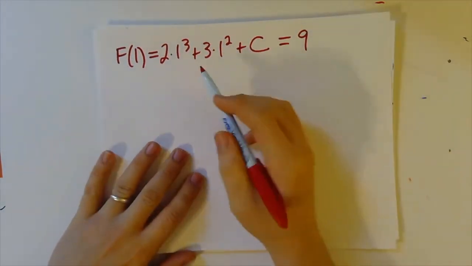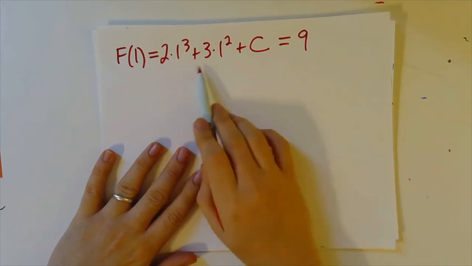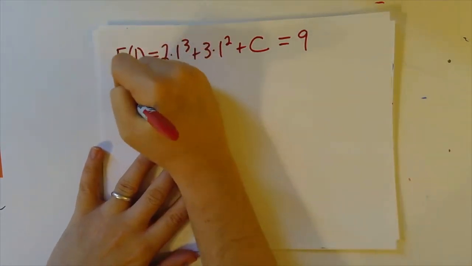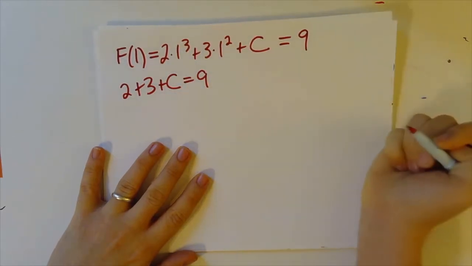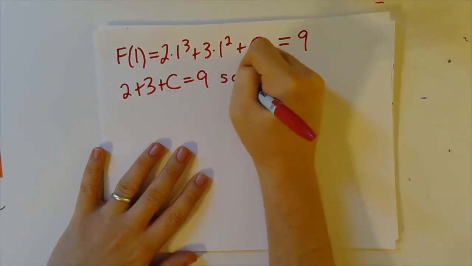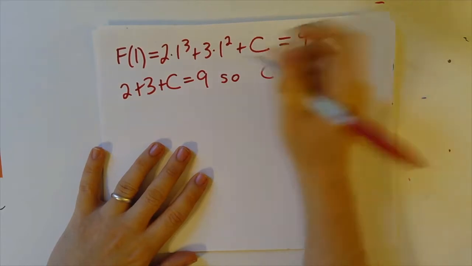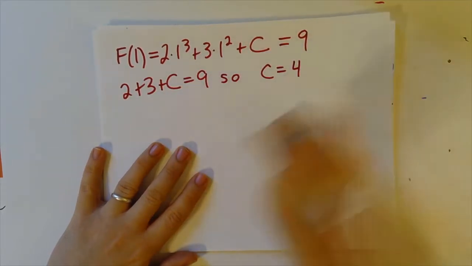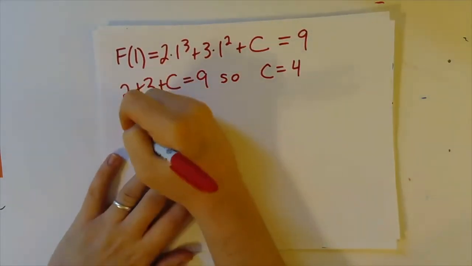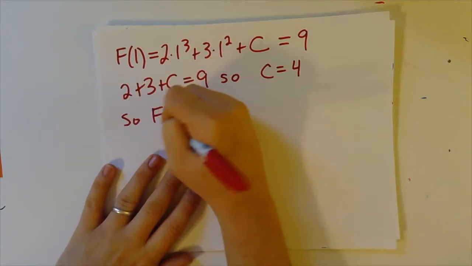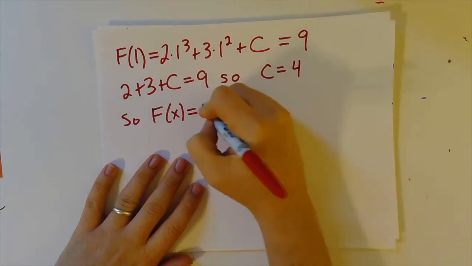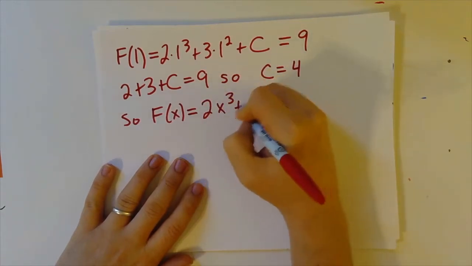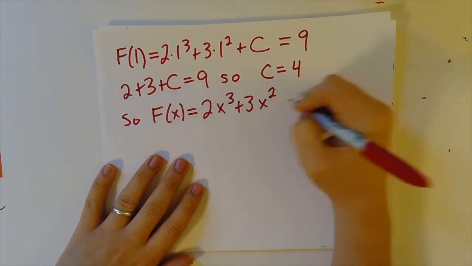Okay, so I can simplify this. So this is 2 plus 3 plus c, and that's equal to 9. So then c is 4. So that gives me my answer, that the function F of x that I'm looking for, it is the function 2x cubed plus 3x squared plus 4.